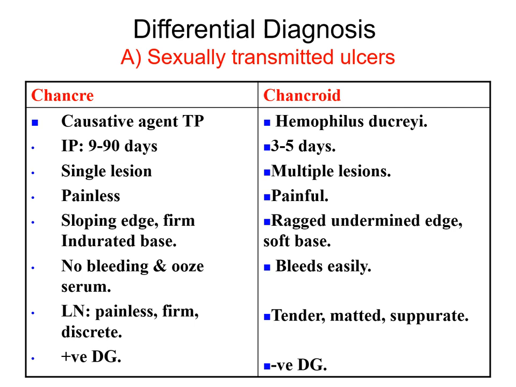Chancre and chancroid: chancroid is caused by Haemophilus ducreyi, while chancre is caused by Treponema pallidum. Incubation period is 9 to 90 days in chancre and 3 to 5 days in chancroid. Chancre is a single painless genital ulcer, chancroid is multiple and painful. Chancre has a sloping, firm, indurated base and does not bleed easily, while chancroid has a ragged, soft base and bleeds easily. The lymph node is painless in chancre and tender in chancroid. Dark ground examination is positive in chancre and negative in chancroid.